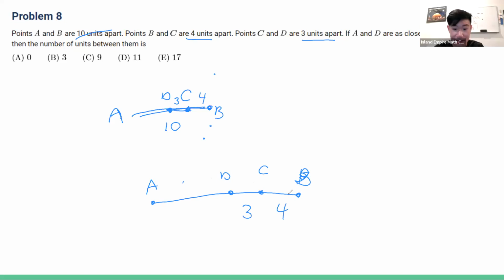So we know that A and B is 10. So it would just be 10 minus 3 minus 4. That gives us an answer of 3. So the answer is B. Okay, that's a little bit complicated, the way I explained it, but in theory, it's pretty simple.